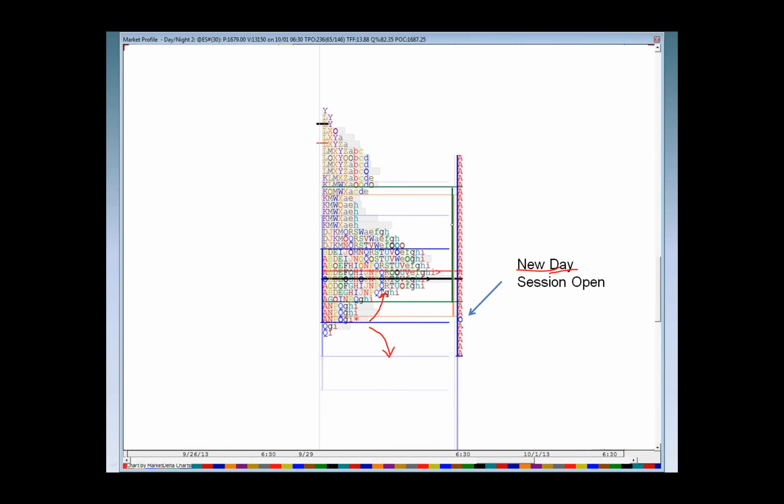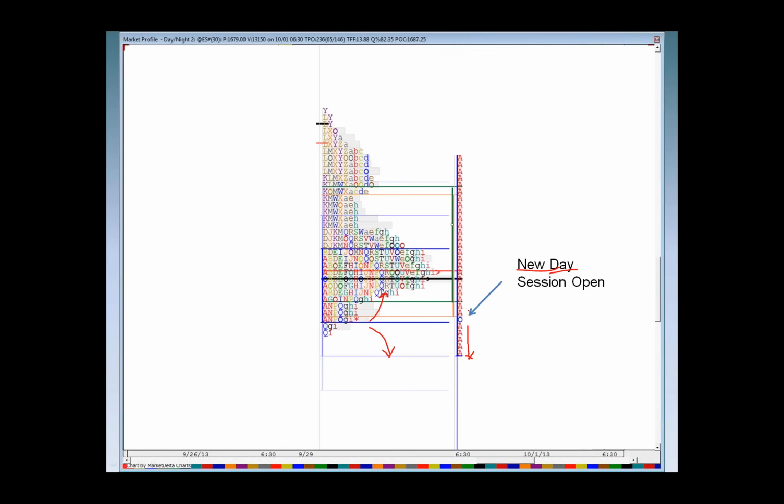So we wait. Some people will even wait for the entire initial balance to form, which is the entire first hour before they will take a trade. But let's take a look together at this A period and what it tells us after the first 30 minutes of trading occur in the marketplace. Well, naturally, we open right at where we closed. And then notice, prices drop down to here, and they are halted, and this is our 50% increase from the prior initial balance of the prior session.